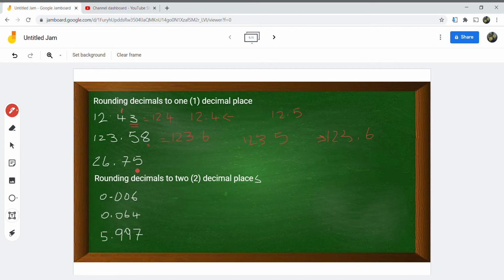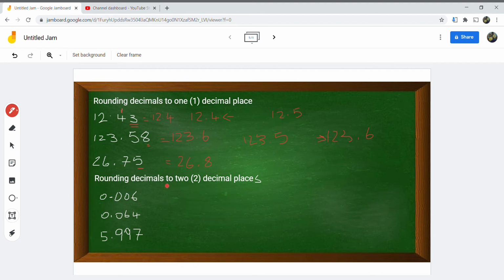So we go to this one, 26.75, or 26 and 75 hundredths. Again, we're looking at the hundredths position. We see that it's 5. So it's 5 or more, we go up. This 7 now becomes 8, because we are going up. The answer becomes 26 point, because we have to bring back all the numbers before the hundredths. So 26.8 would be your answer here, because you have to round it up since it's 5 or more. So that's rounding to one decimal place.